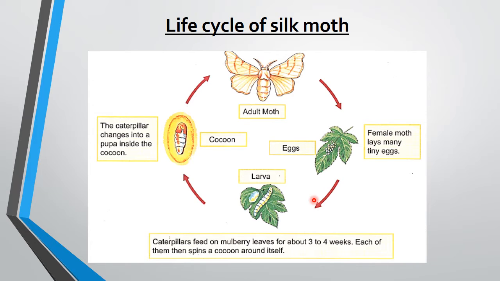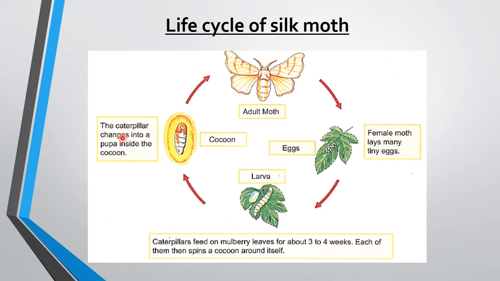The caterpillar or larva. So the larvae hatch in about 10 days and they feed on the mulberry leaves for 3 to 4 weeks, and each larva will feed and shed its skin 4 times. That process we call molting, and then it spins a cocoon around itself. Then the caterpillar changes into pupa inside the cocoon.